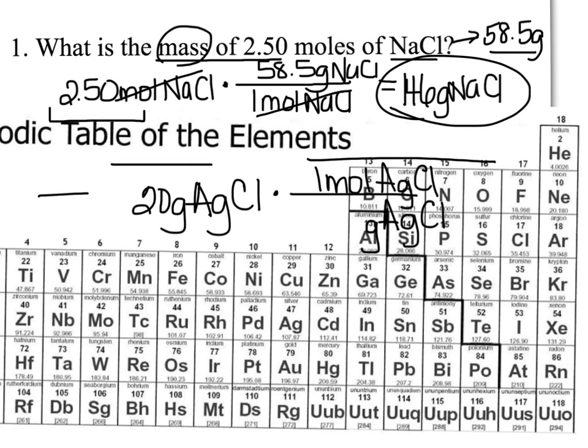Alright, so if we look here, silver weighs 107.8, give or take, 107.87. We can round it to 108 if we wanted to, I guess. So 108 for the silver. And chlorine, I always put 35.5 because it's sort of right in the middle. So 35.5. Now we need to add those up, 108 plus 35.5, and we're going to get 143.5 grams. So that's how much a single mole of silver chloride weighs.